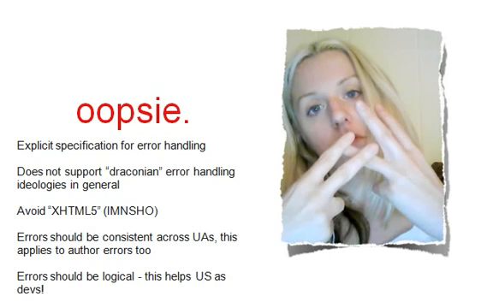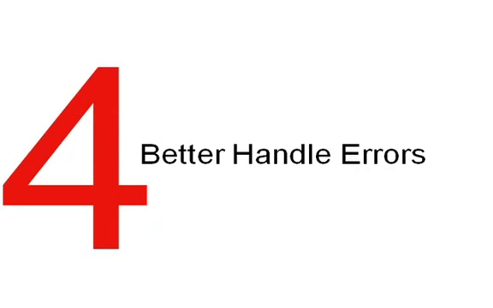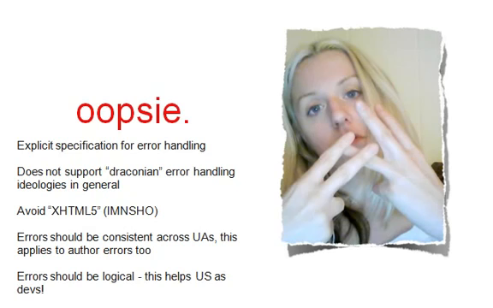So the fourth, which went by quickly, is about error handling. You don't have to go back, it's okay. It's about better handling errors in browsers. Along with this explicit defining of what the user agent should do, there's also supposed to be an explicit specification for how errors are dealt with. And it doesn't support the draconian error handling ideologies in general.